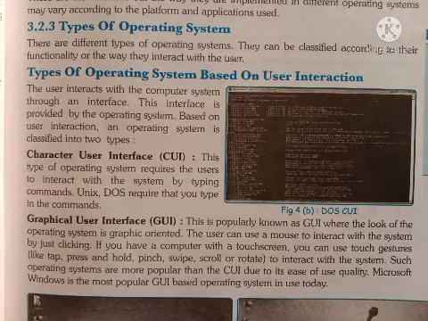The next, graphical user interface, GUI. This is popularly known as GUI, where the look of the operating system is graphic oriented. The user can use a mouse to interact with the system by just clicking. If you have a computer with a touch screen, you can use touch gestures like tap, press, hold, pinch, swipe, scroll or rotate to interact with the system. Such operating systems are more popular than CUI due to their ease of use. Microsoft Windows is the most popular GUI based operating system today.